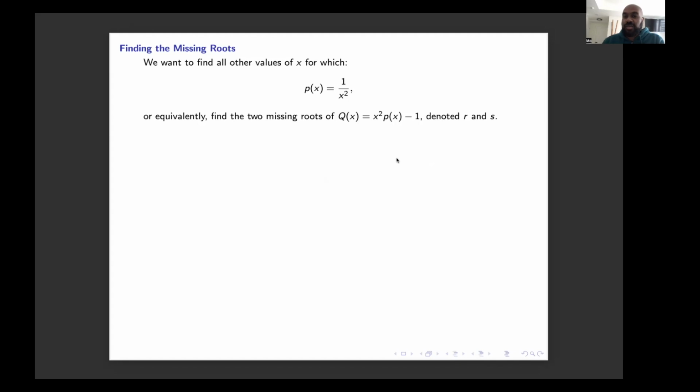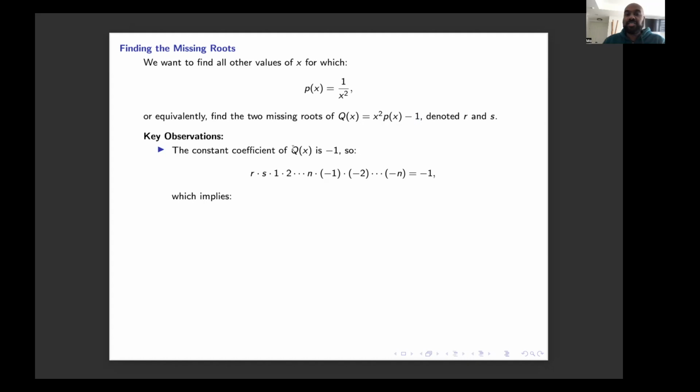Now, the first observation we can make is that since we're multiplying p of x by x squared, this quantity right over here does not have a constant term. So the constant term of q is exactly -1. But the constant term of a polynomial is the product of its roots up to a possible negative sign. And since the degree of q of x is even, 2n plus 2, the product of the roots is precisely -1.